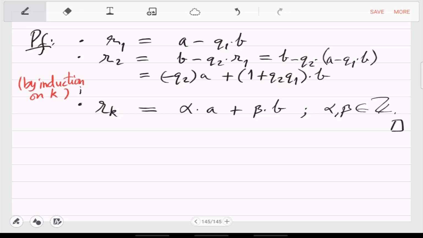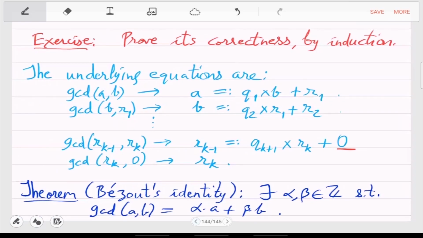Okay, so those equations in reverse will give you Bezout identity. Is that clear? So this is a highly non-trivial statement, and this also shows that your algorithm actually does more than what was asked. It not only computes GCD, but it also computes the linear combination. It computes alpha and beta.